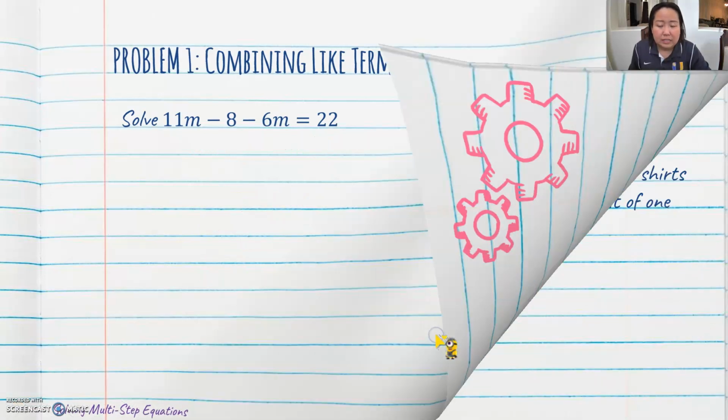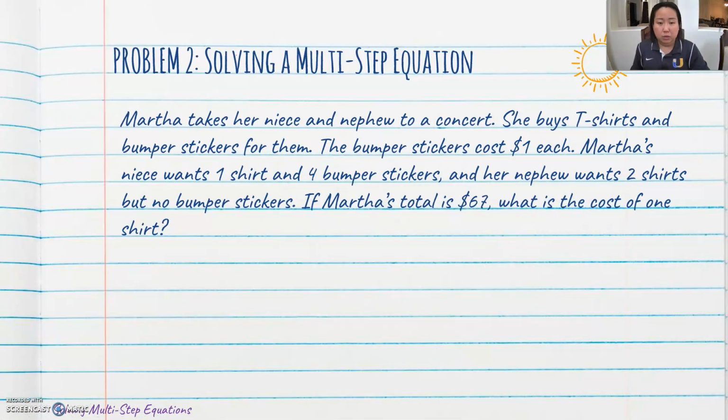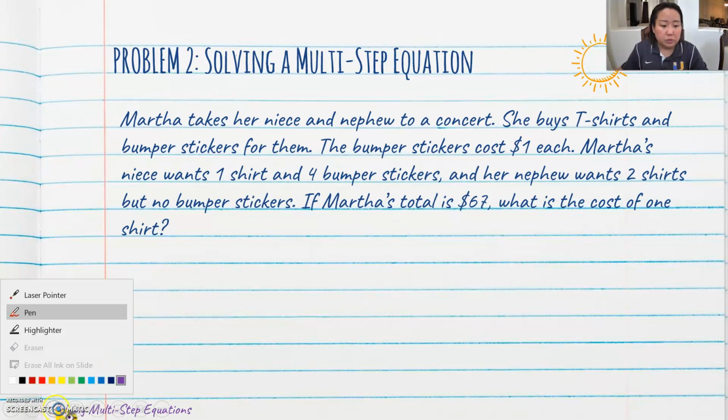Let's try solving a multi-step equation that is in word problem form. If you read this problem, you see here that Martha has a niece and nephew at a concert. She brought them there and she buys t-shirts and bumper stickers for them. Now the bumper stickers are $1 each. The niece wants 1 shirt and 4 bumper stickers. The nephew wants 2 shirts, no bumper stickers. If she paid a total of $67, how much are the shirts?